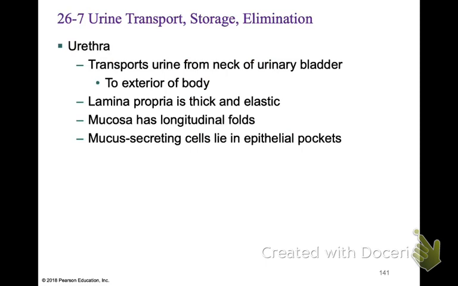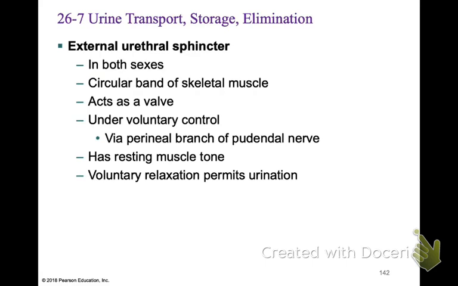The urethra transports urine from the urinary bladder to the exterior. It has, again, folds in it to allow expansion. It's transitional epithelium. The external sphincter in both sexes is skeletal muscle. It is under learned voluntary control through a nerve that supplies the pelvic organs called the pudendal nerve.